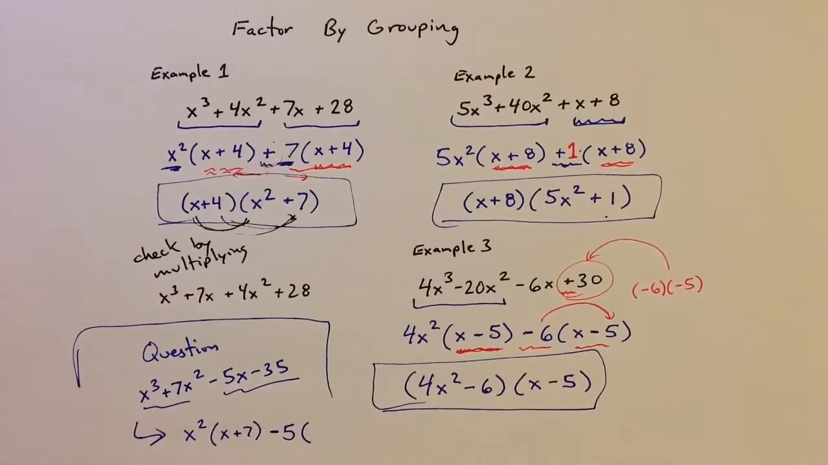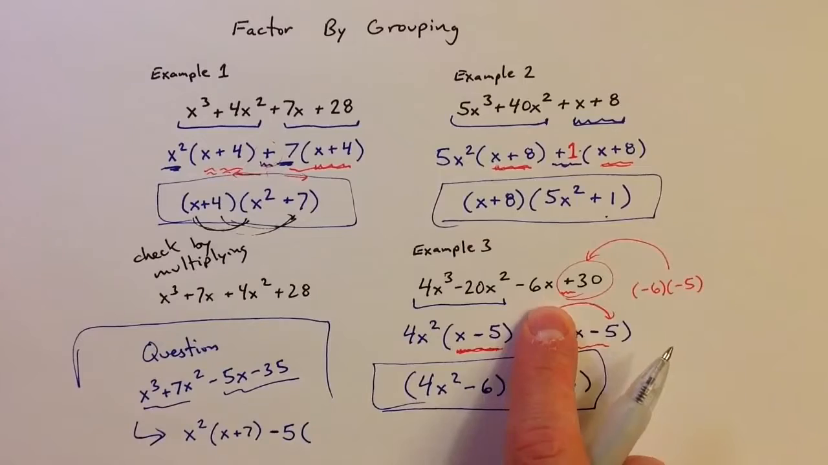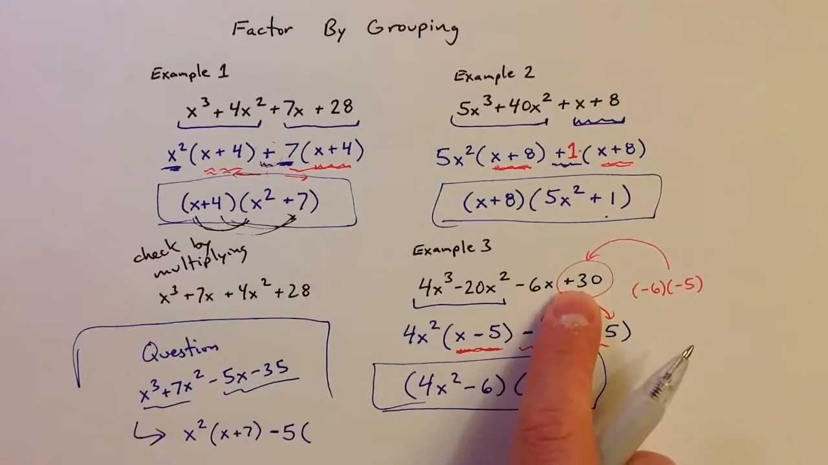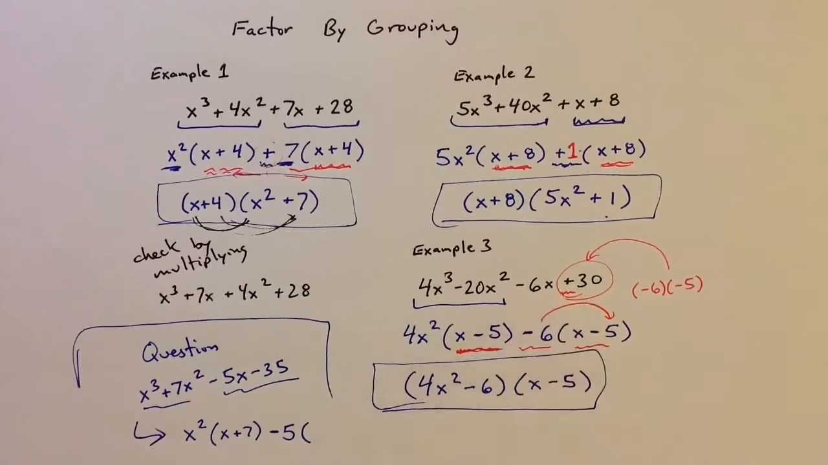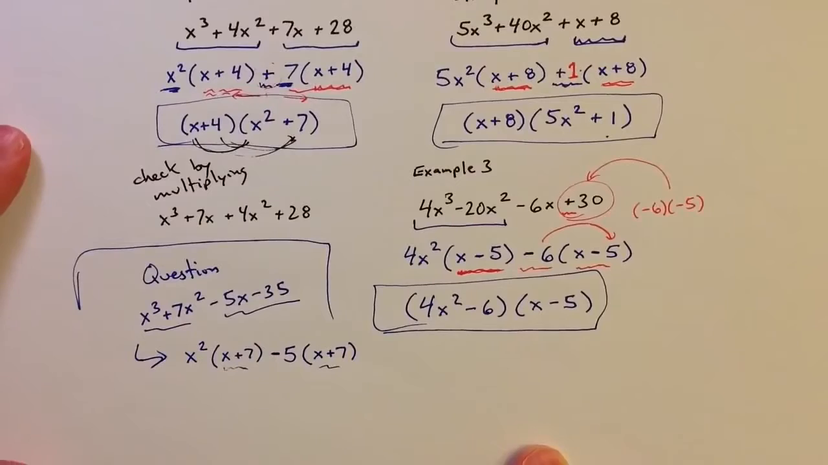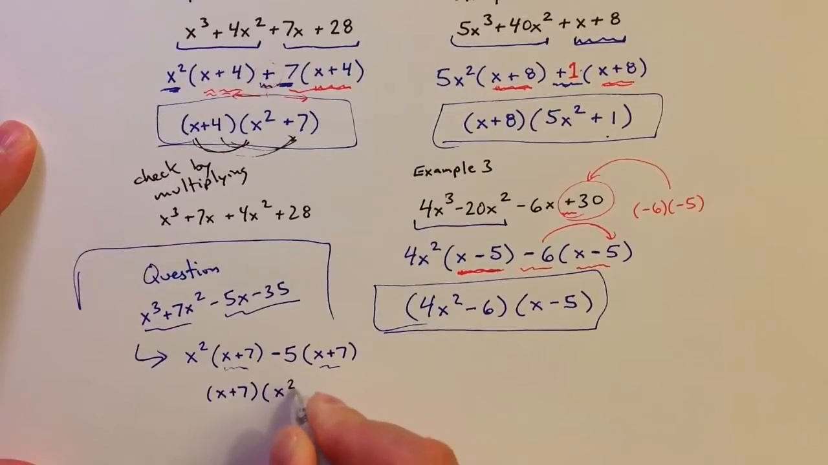And similar to what happened in the last example, when we factored out a negative 6, it turned that plus sign to a minus. Now, if I factor out a negative 5, it's going to turn this minus sign to a plus. So we end up with x plus 7, which is a good thing because that's what we had in the first set of parentheses. So the final answer then is going to be x plus 7 times x squared minus 5.